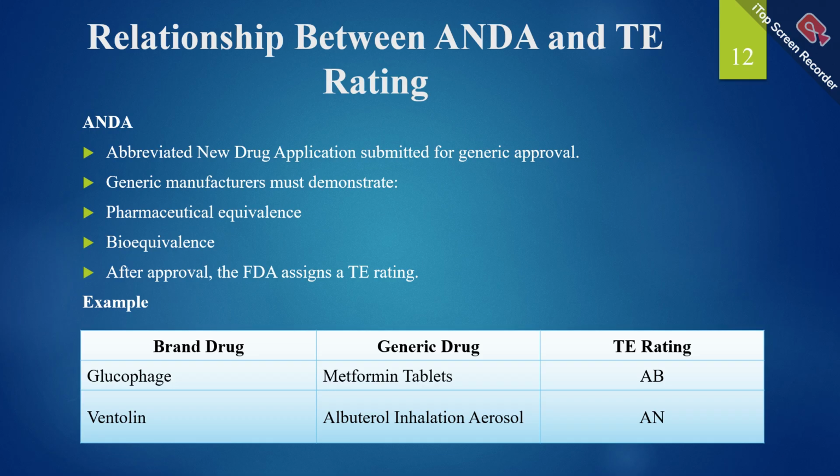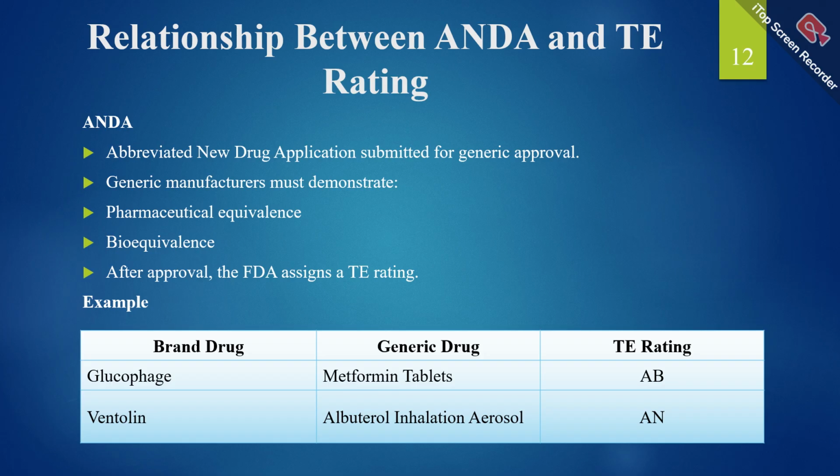Next, relationship between ANDA and therapeutic equivalence rating. See here, ANDA, abbreviated new drug application, is submitted for generic approval. Generic manufacturers must demonstrate pharmaceutical equivalence and bioequivalence. After approval, the FDA will assign a TE rating. Here I have given examples: brand drug, generic drug, and TE rating.